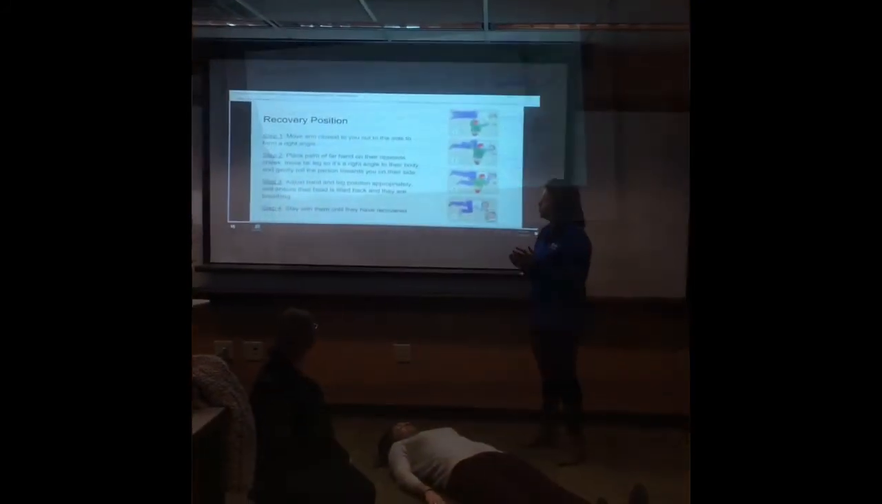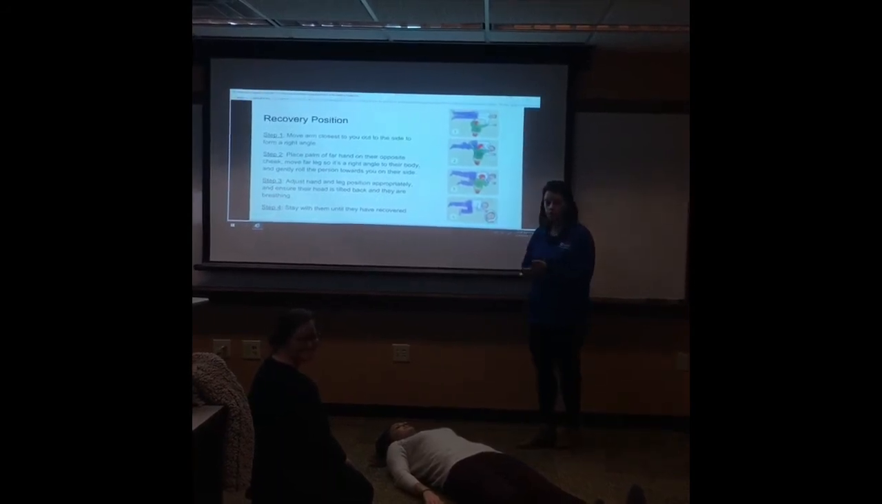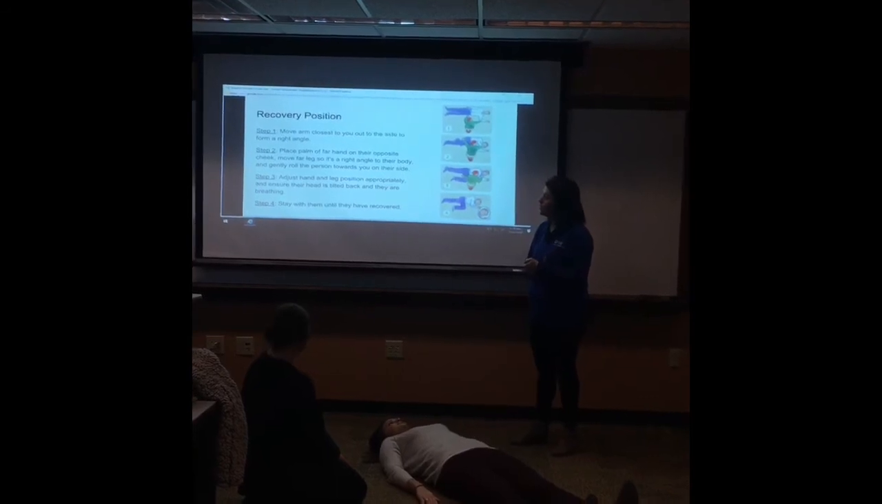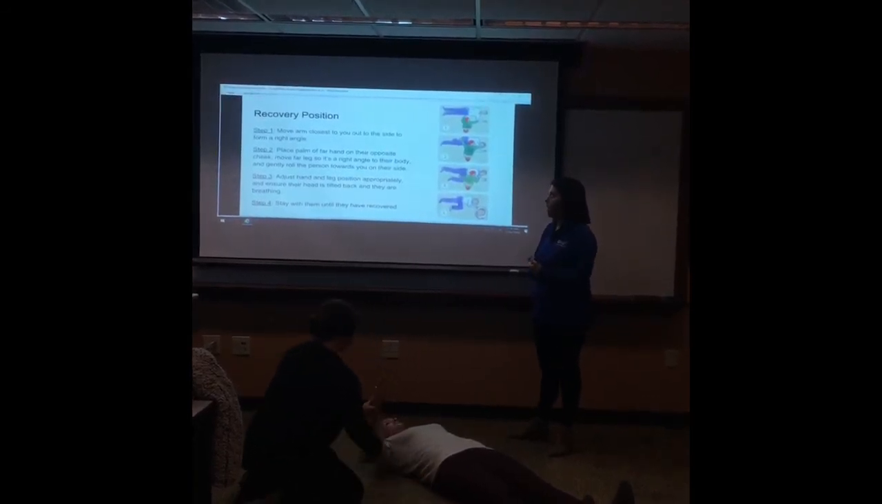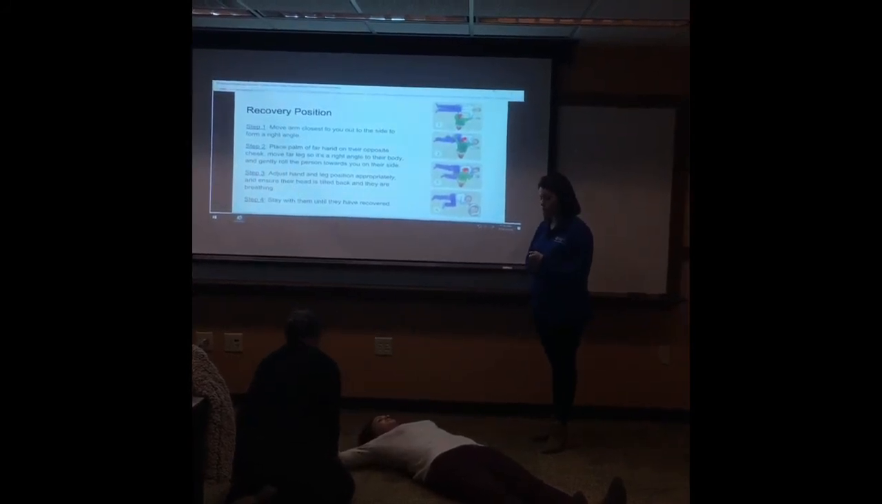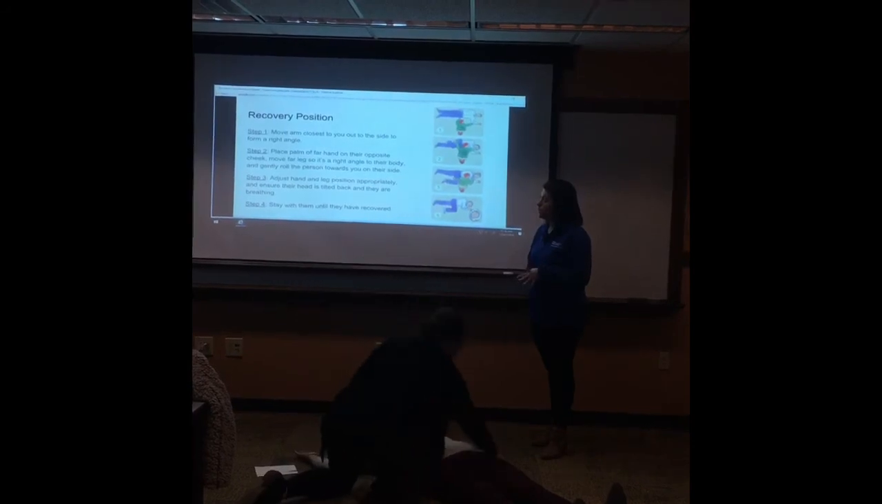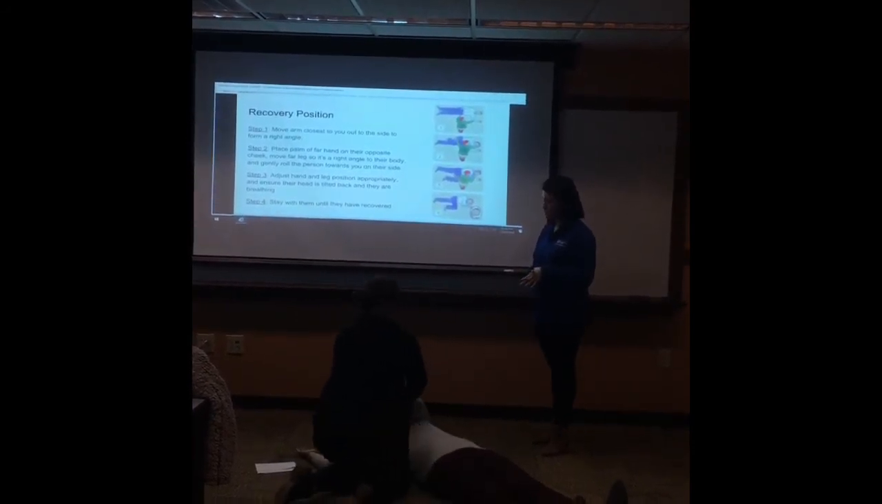So now we're going to discuss the recovery position, and Taylor's going to be putting Maddie, who just had a seizure, into the recovery position. For step 1, you'll move the arm closest to you out to the side and form a right angle with that arm. Step 2, place the palm of the far hand on their opposite cheek.